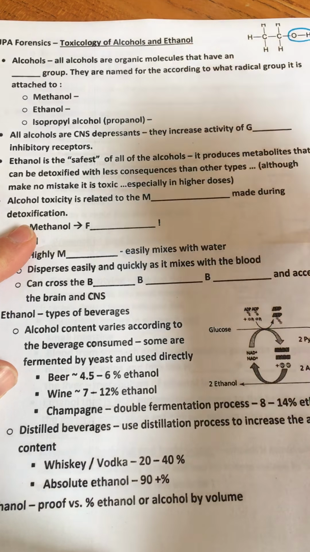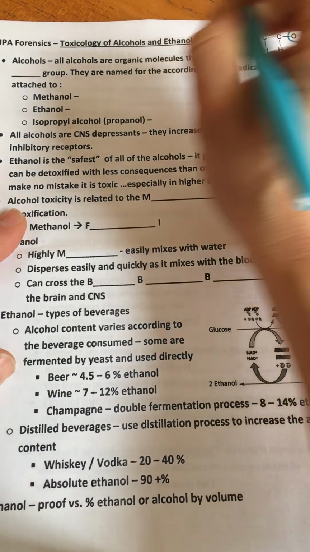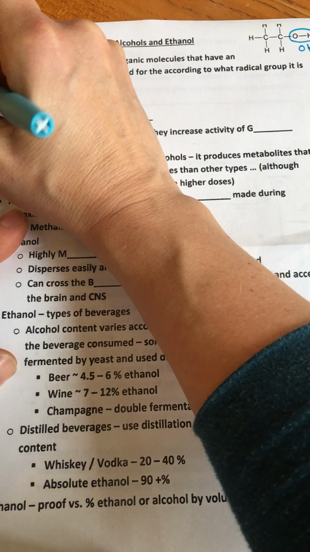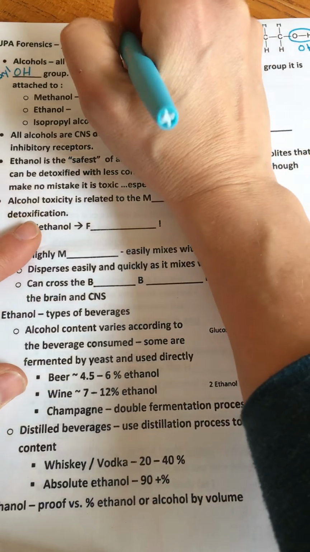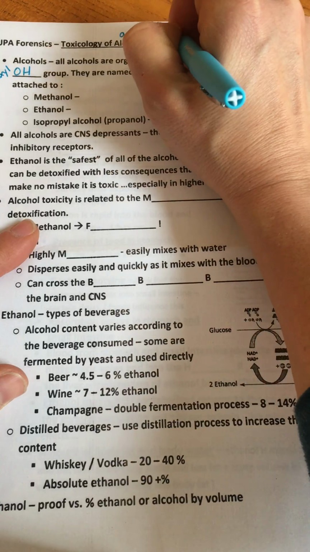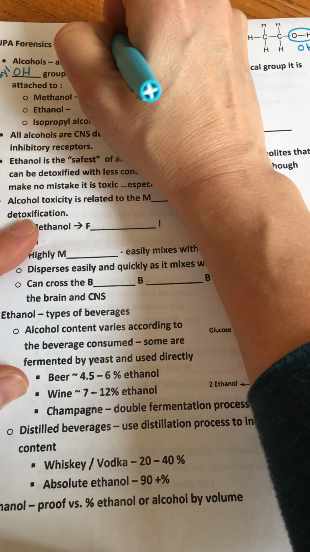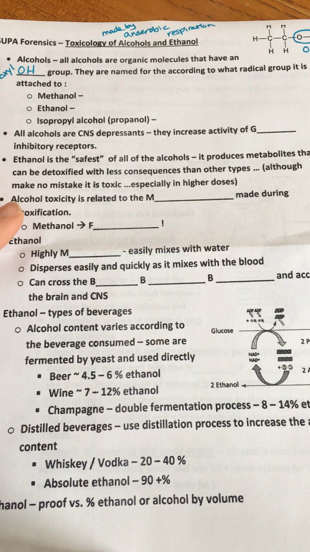So alcohol would really be anything categorized with this hydroxyl group, this OH group right over here. This is the hydroxyl or an OH group. It is a substance that's made by anaerobic respiration. And that's really the only thing that is in common with all the alcohols.